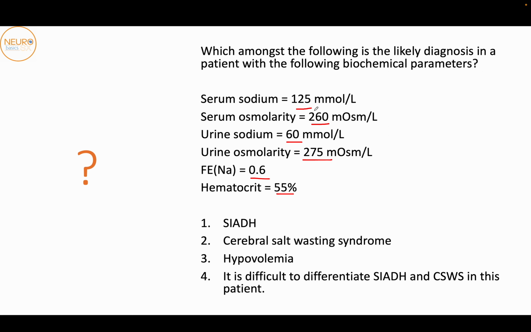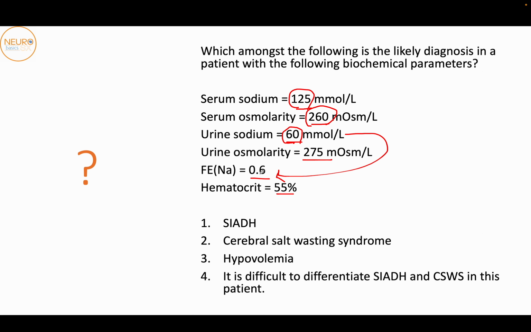Okay, so first of all, the patient has hyponatremia, and as we can see, it is hypoosmolar hyponatremia. The urine sodium levels are more than 20. So we know that we cannot simply rule out SIADH and cerebral salt wasting syndrome, right? So the next thing we have to do is come to the fractional excretion of sodium.